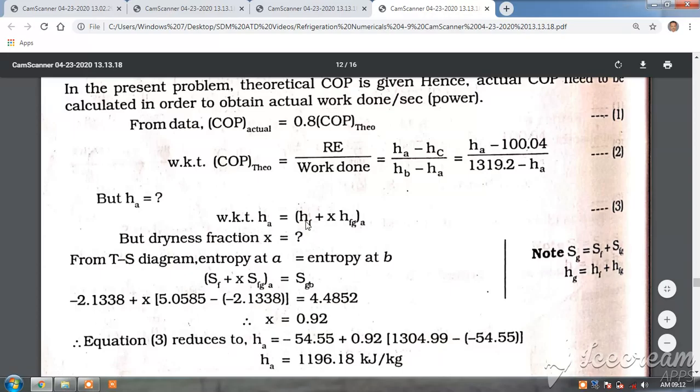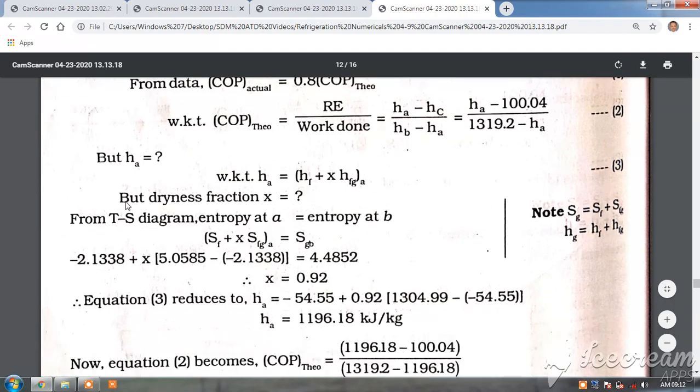HA is equal to enthalpy HF plus X into HFG. So we don't know the dryness fraction X. He has not given the dryness fraction X. So what we will do? We will take the entropy situation. Entropy at A is equal to entropy at B. This is a constant entropy line. So entropy at B is given.